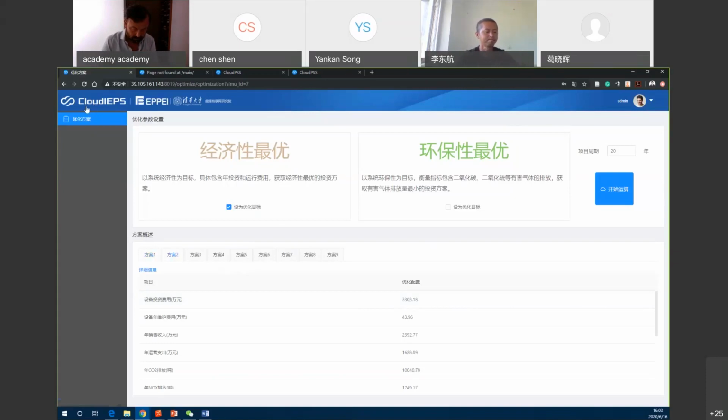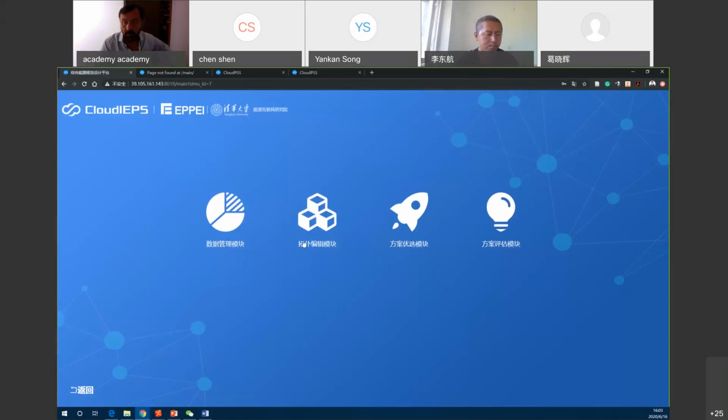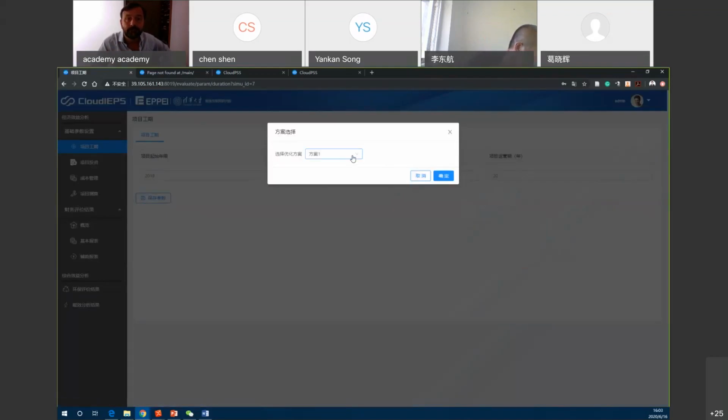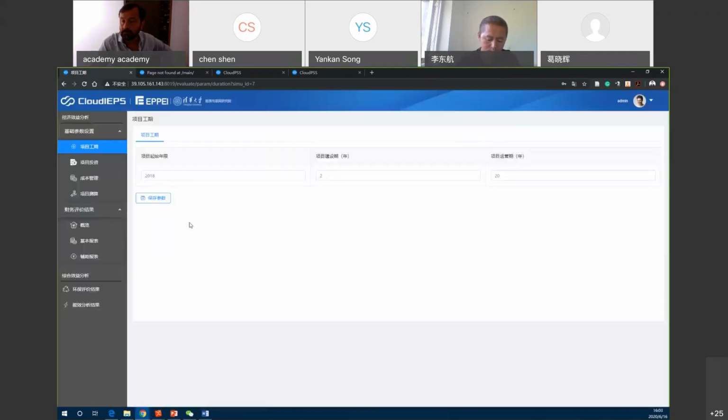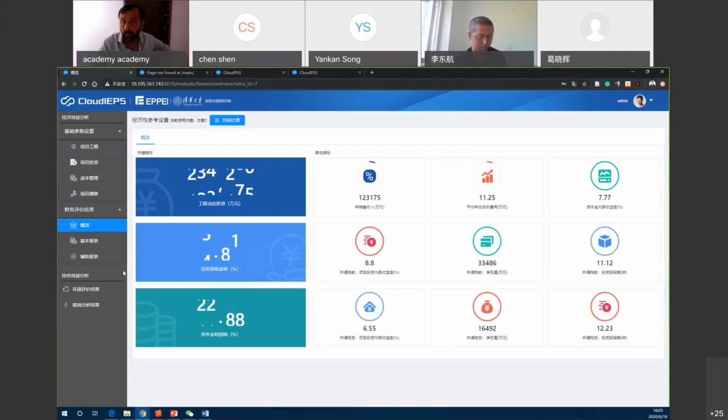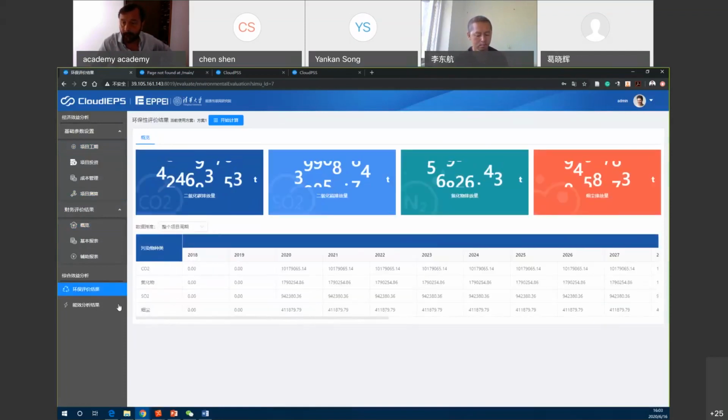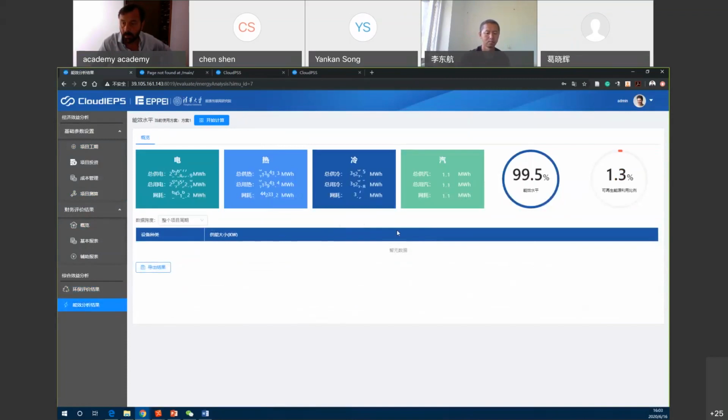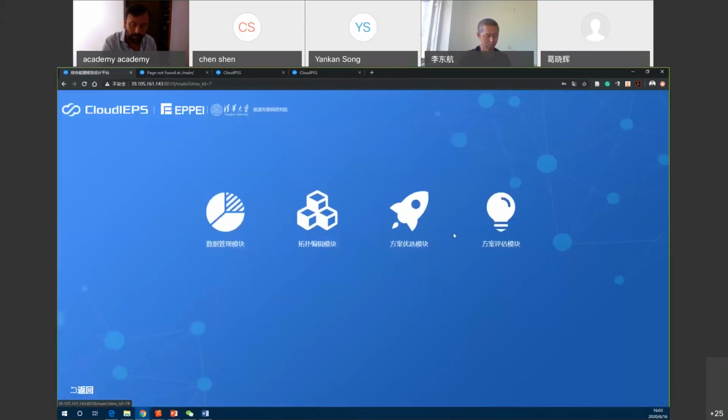And finally, after we get the optimization results, we can enter into the scheme evaluation module. And in this module, we can choose several different schemes and see the detailed evaluation results, such as the investment and financial data, environmental performance, and the energy efficiency index. And all this data can be analyzed and can be exported for further analysis. Okay, this is a brief introduction and operation presentation of Cloud IEPS.